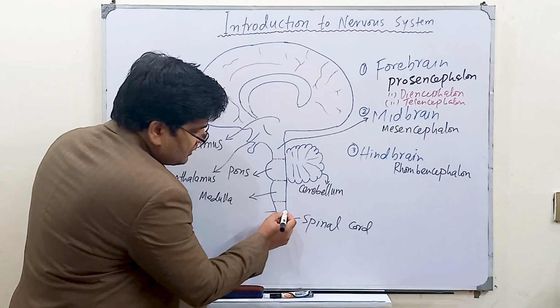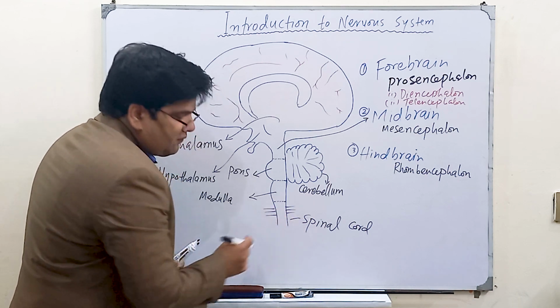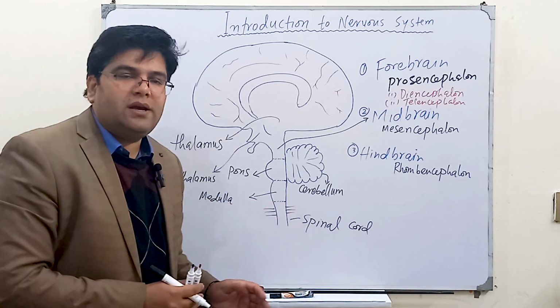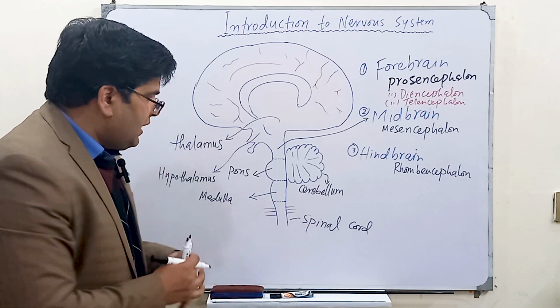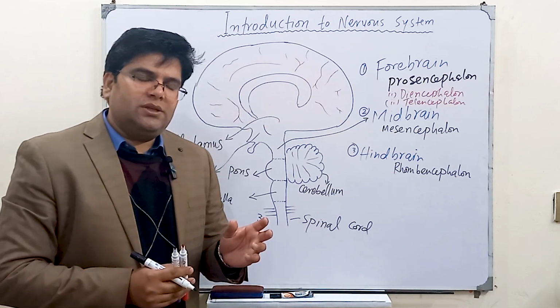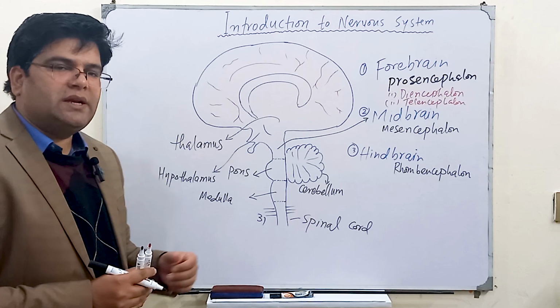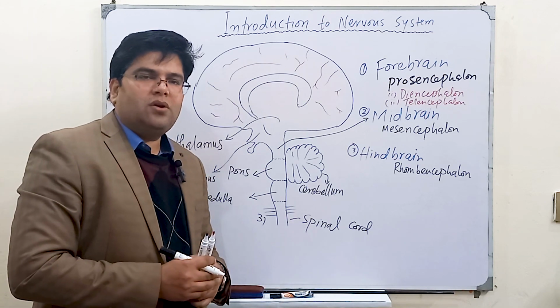So it means from both sides the nerves arise. The spinal cord is segmented, and one pair of spinal nerves arises from each segment, and the total is 31 pairs of spinal nerves. Each nerve is a mixed nerve, which means it contains a sensory component as well as a motor component.